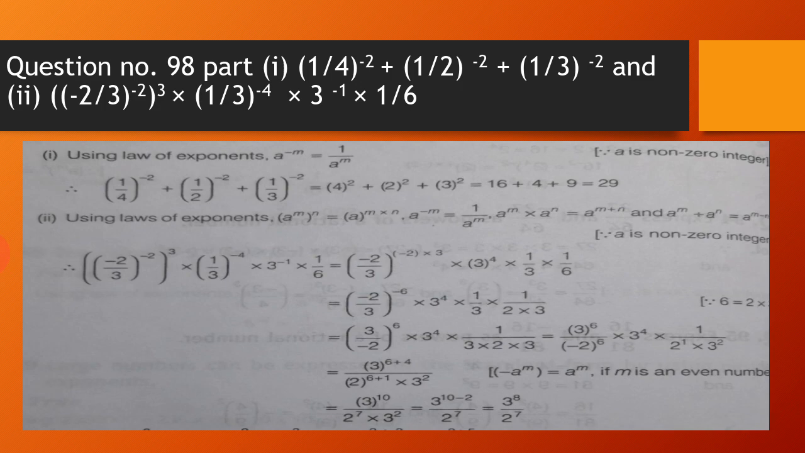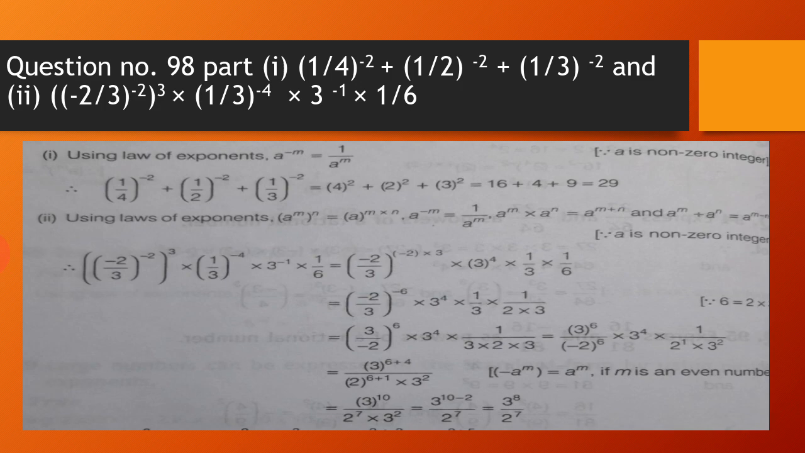So what I do is, when it is minus 2 raised to power 6, when I multiply minus 2 six times, it will actually become a positive number, because minus into minus is positive. So when I multiply minus 2 six times, it actually becomes 2 raised to power 6. So 2 raised to power 6 plus 1, that is 2 raised to power 7.